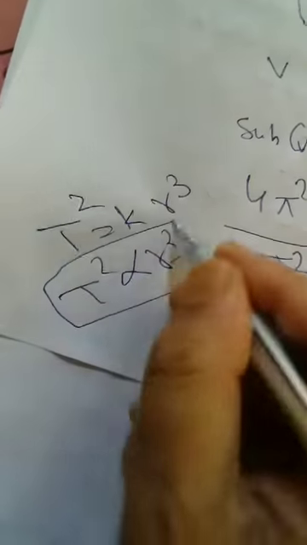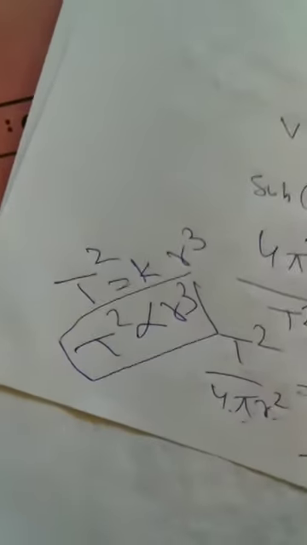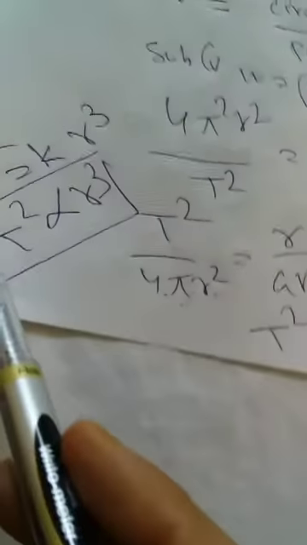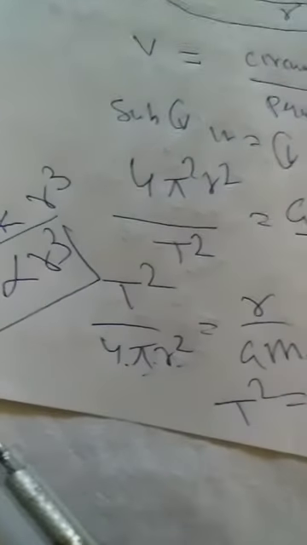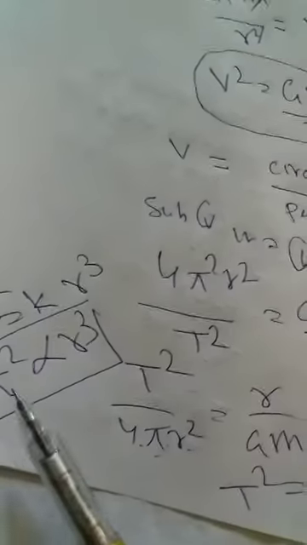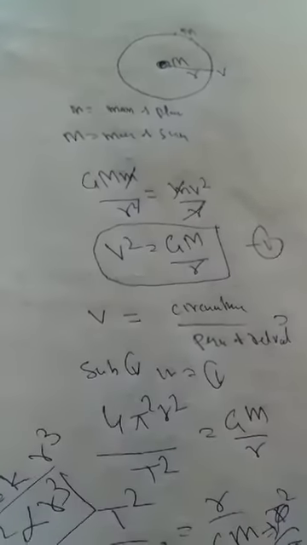That means the law of periods can also be derived. This proves Kepler's third law, where this is a constant. We know the value of 4 pi square, G is the universal gravitational constant, and M is the mass of the sun, so its value is constant. Ultimately we get T square proportional to r cube. That means we can also deduce Kepler's third law from Newton's law of gravitation. This is all about Kepler's third law. I hope you have got it.